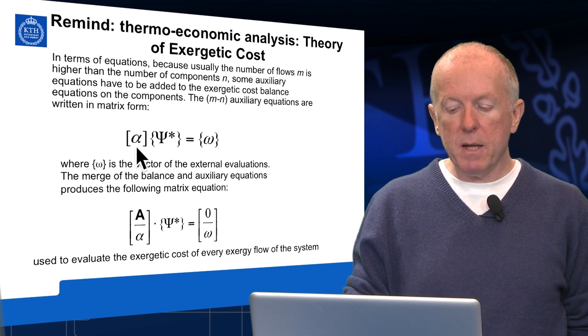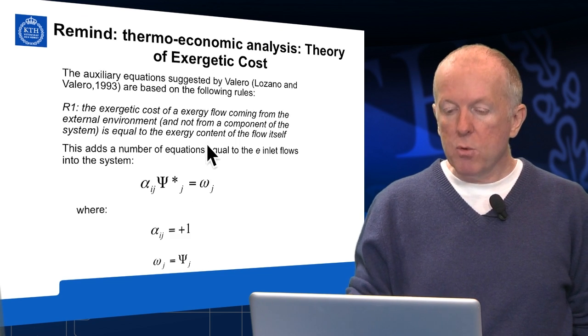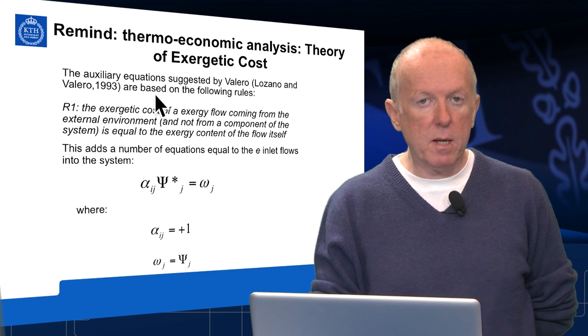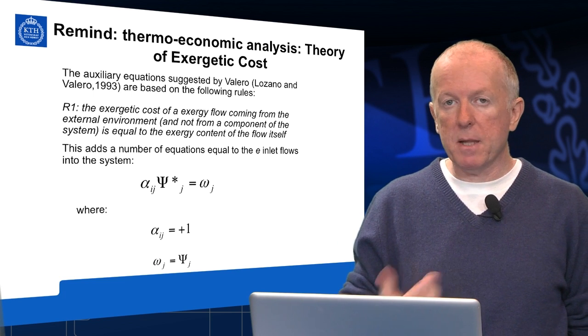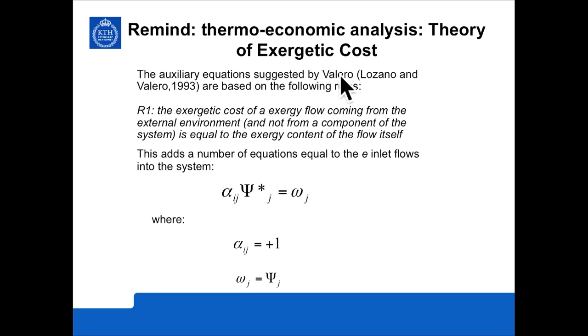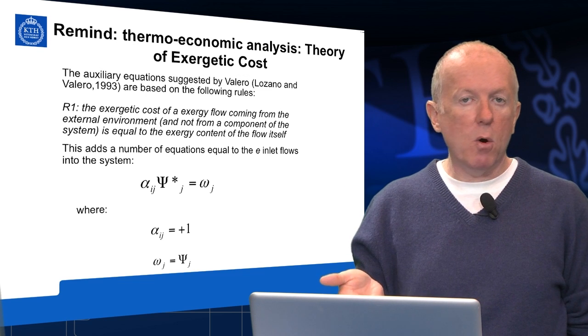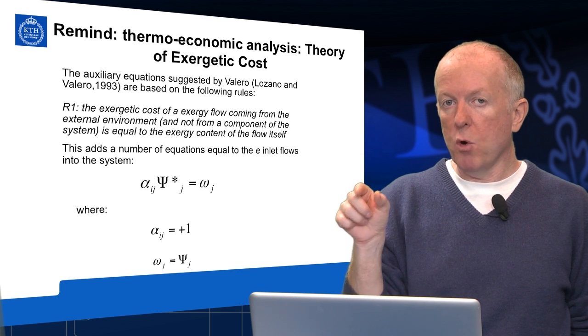Now the point is how to define the exergy auxiliary equation alpha psi star equal to omega. To do this, we can use some rules given by the professor who invented and formalized the theory of the exergetic cost. The auxiliary equations suggested by Valero, in the paper of Lozano and Valero of 1993, are based on a series of very simple rules. Following these rules, you can write in your system all the auxiliary equations that are needed in order to have the part alpha by psi star equal to omega.